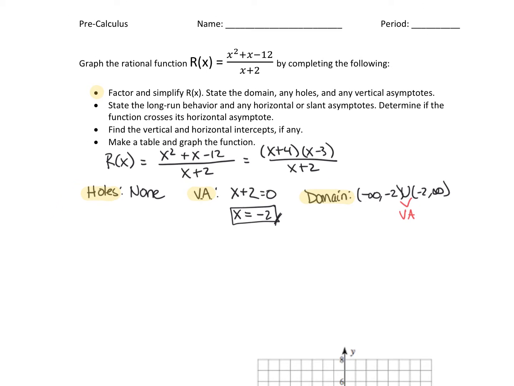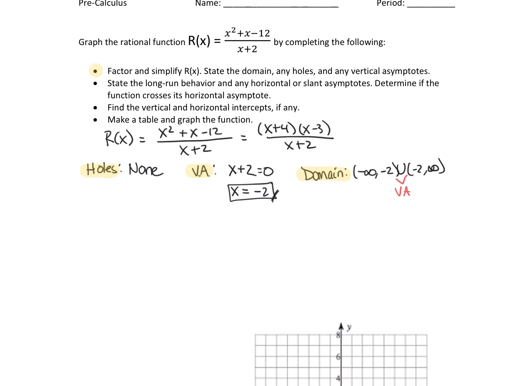We're going to be dealing with our slant asymptotes because the degree of the numerator is greater than the degree of our denominator. So in this case, since we have a 2 here and an exponent of 1, that tells me we're going to have some type of slant asymptote.